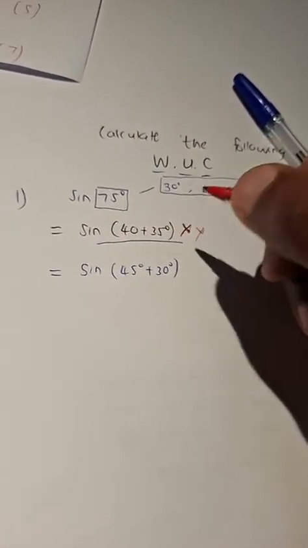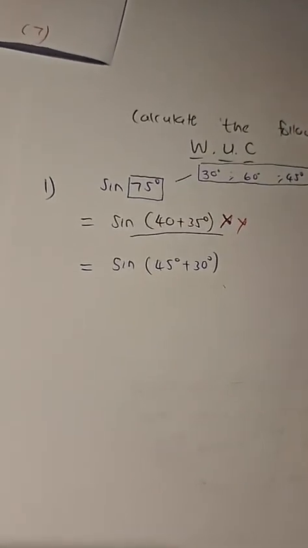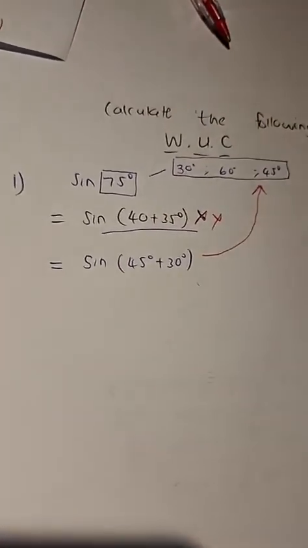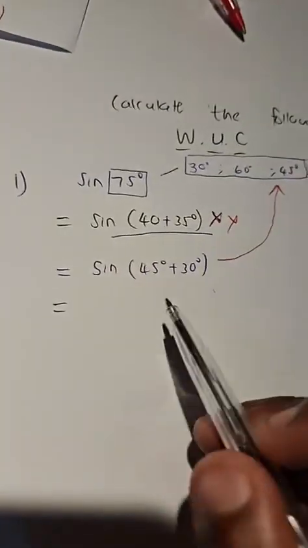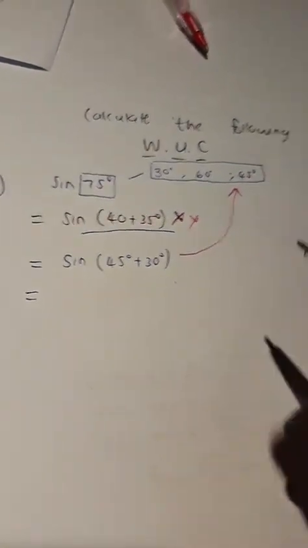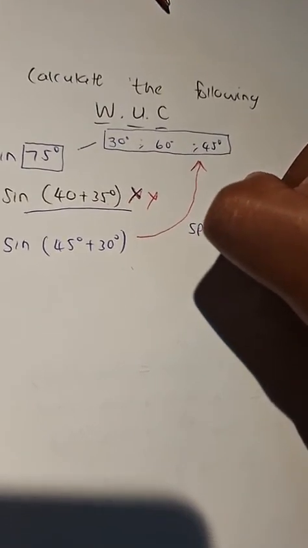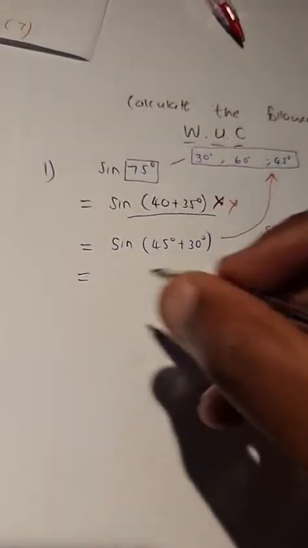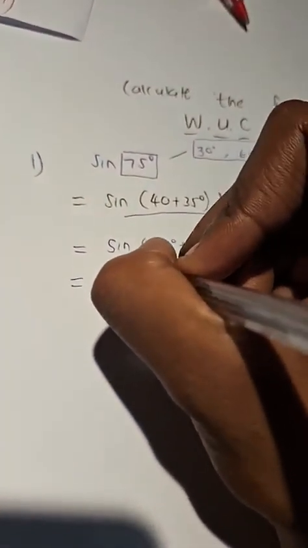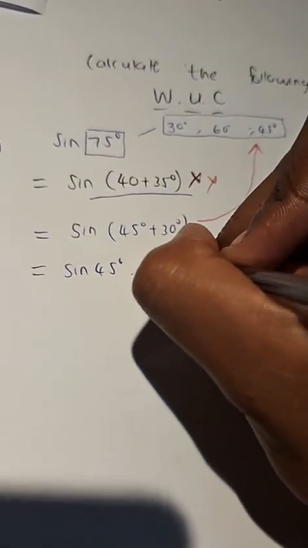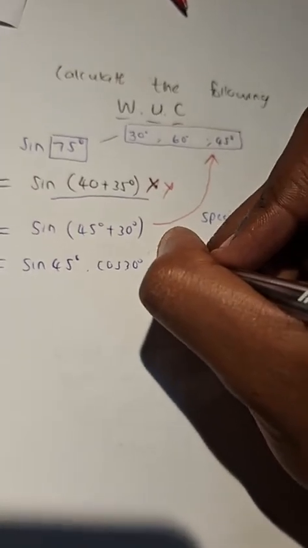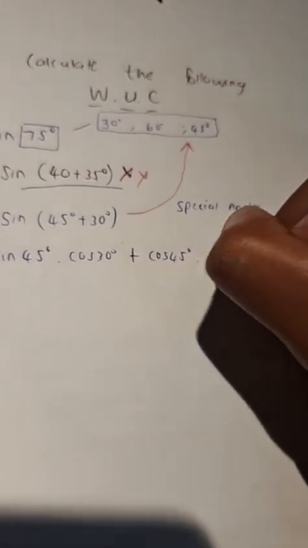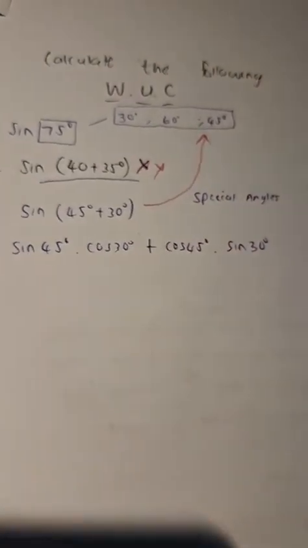So this would be incorrect, but we would embrace this wholeheartedly because we have utilized the special angles that we have. Now we must expand this. So this means special angles and then expansion after we have special angles. So now we can expand this. This is sine 45 cos 30 plus cos 45 sine of 30.